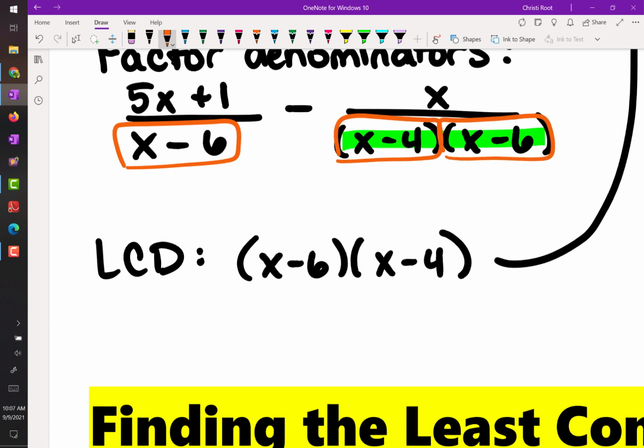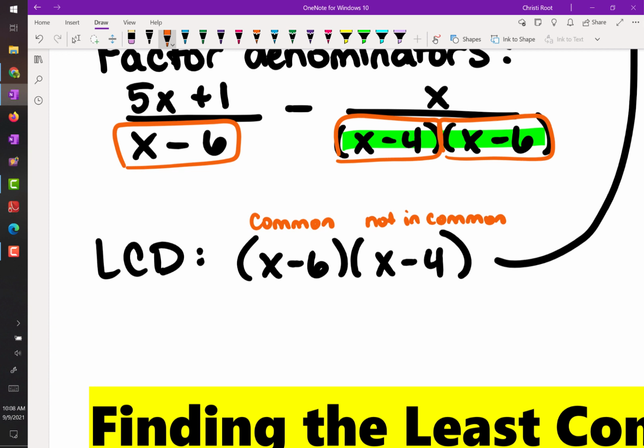So look at the first fraction and look at the second fraction. We have an x minus 6 in common, don't we? They both share the same binomial. So this is the one that's in common. That x minus 4 is kind of all by itself over there. So he's left over. So he's not in common. And all you have to do is multiply what you have in common times what you have not in common.